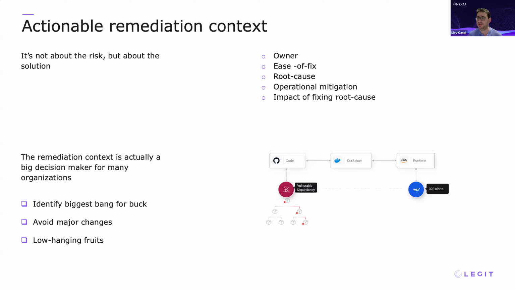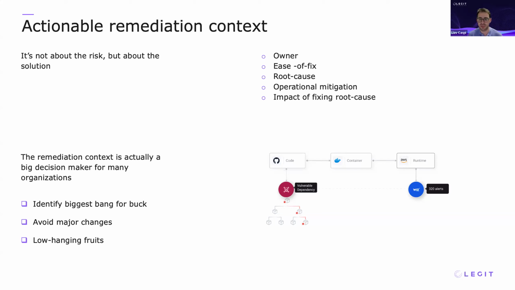We looked at who the owner is. We look at the fix, how easy it is to fix. What can we tell about fixing this vulnerability? We talk about a root cause, so identifying where to fix. So if it's a runtime vulnerability, the fix has to be in the code, for example, where in the code.